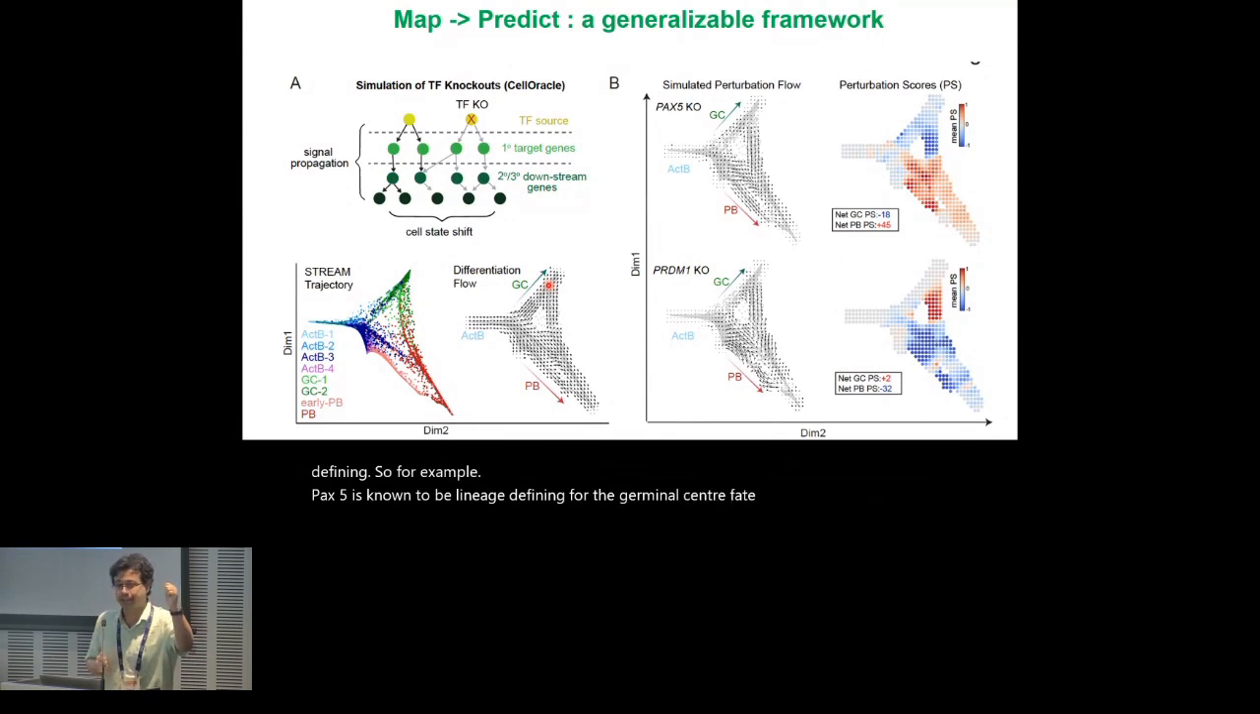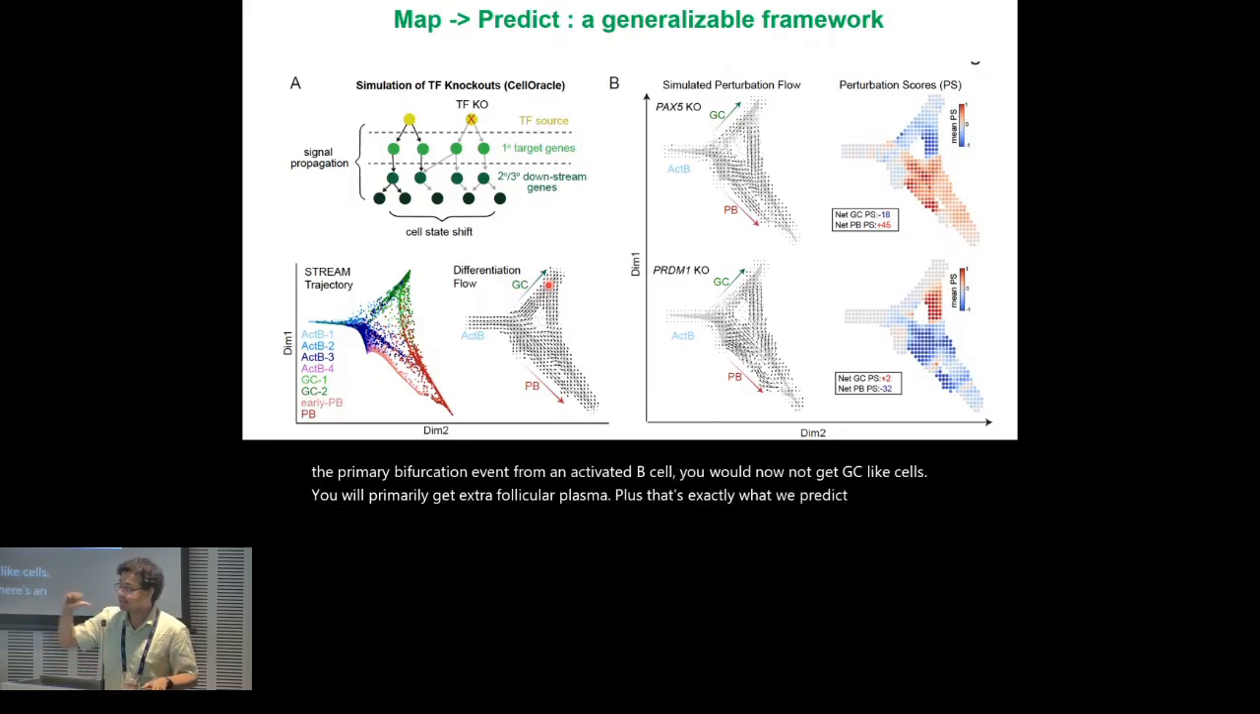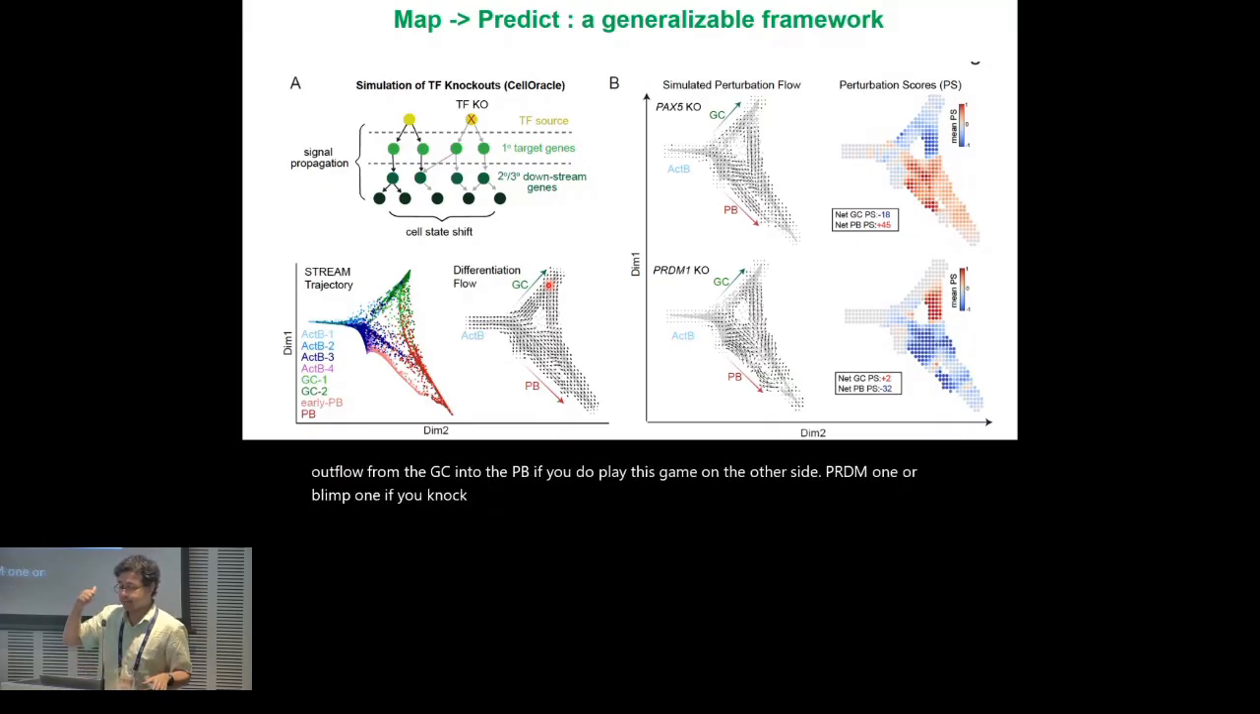If you knock out PAX5 in the primary bifurcation event from an activated B cell, you would now not get GC-like cells; you will primarily get extrafollicular plasmablasts. That's exactly what we predict. There's an outflow from the GC into the PB. If you do play this game on the other side, PRDM1 or BLIMP1, if you knock this out, it moves out of the PB fate into the GC fate.